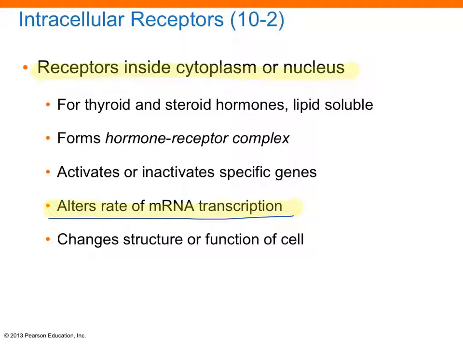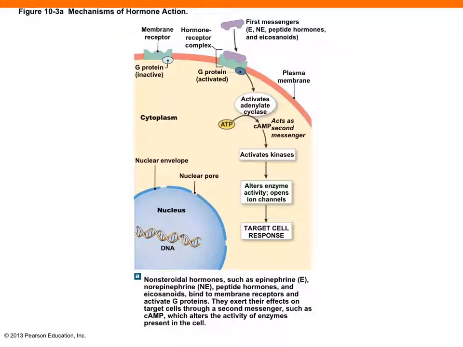There's something called intracellular receptors. Intracellular receptors are receptors inside the cytoplasm or the nucleus, and they do many things, but one of the main things they do is they alter the rate of mRNA transcription for protein synthesis. The next few images just show you the intracellular proteins and the protein receptor complex.